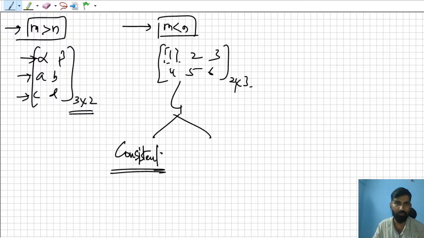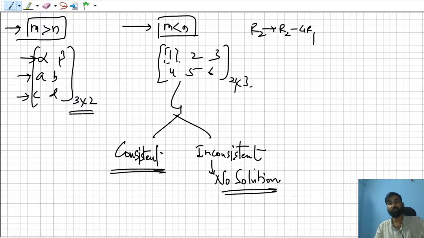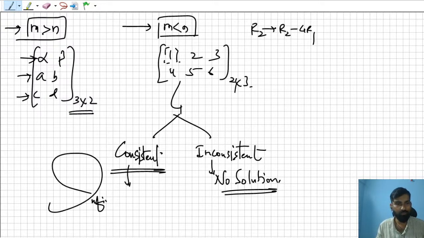How can you make it 0? Apply R2 minus 4 times R1. Then only this entry will become 0, because 4 times R1 gives 4 minus 4, that is 0. And if it is inconsistent, then there is no solution. In GATE 2022 you saw a direct question from my classroom, and in this case you will always get infinitely many solutions.